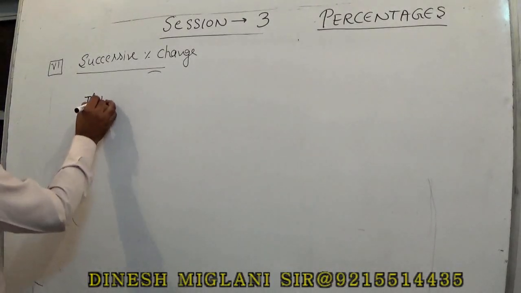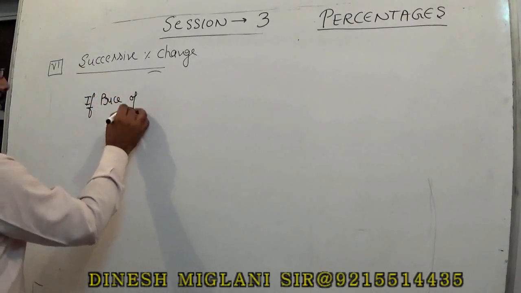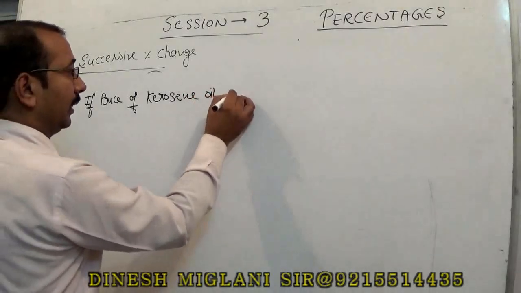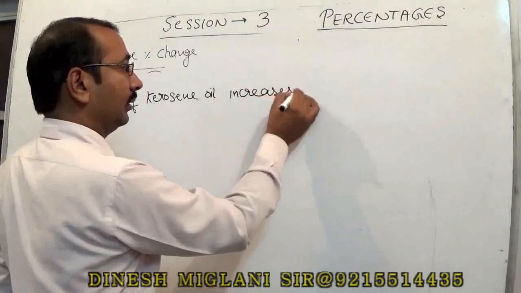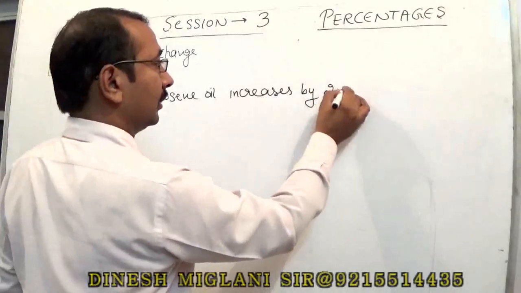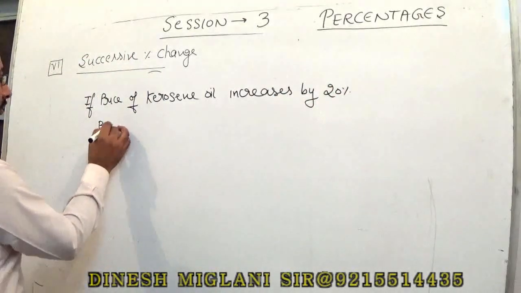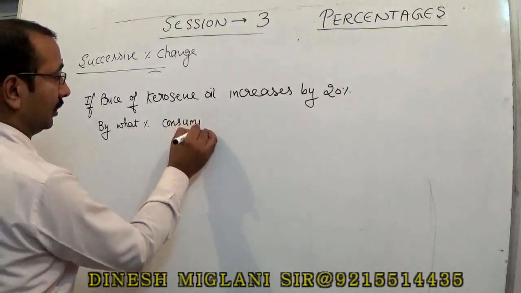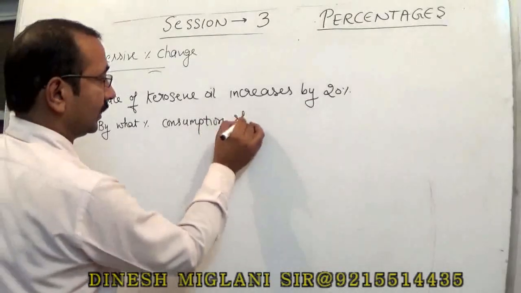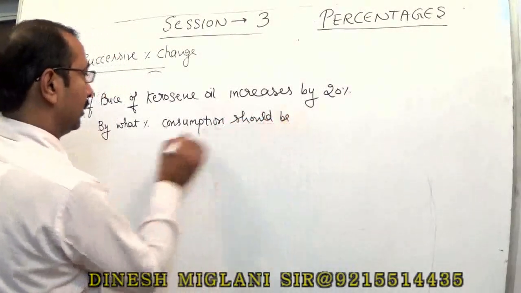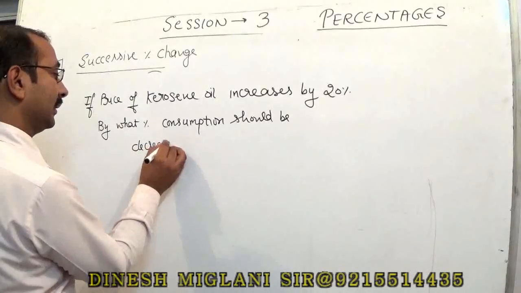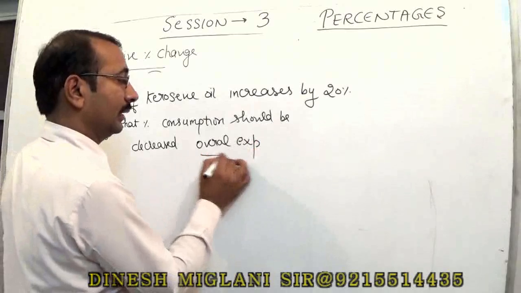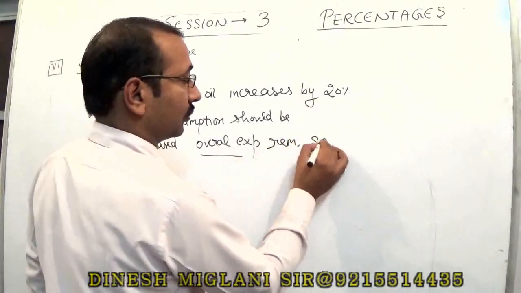If the price of kerosene oil increases by 20%, by what percentage should consumption be decreased so that overall expenditure remains the same? That's our question.